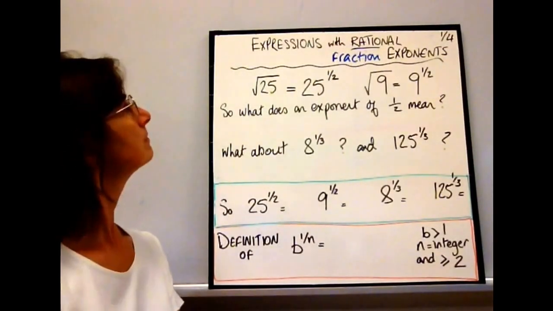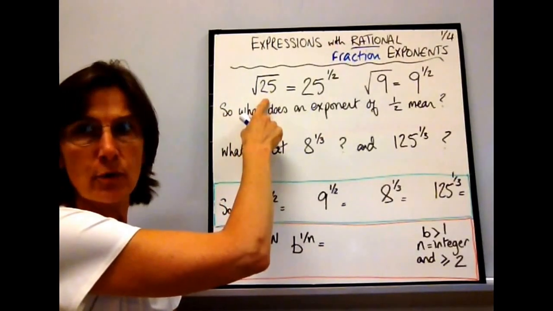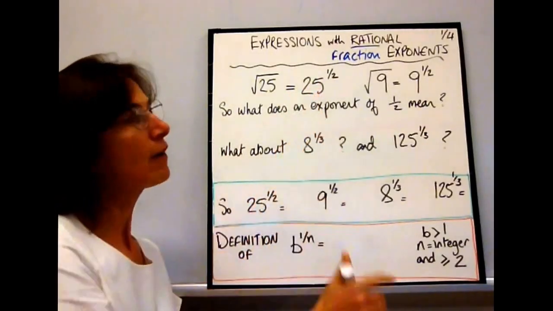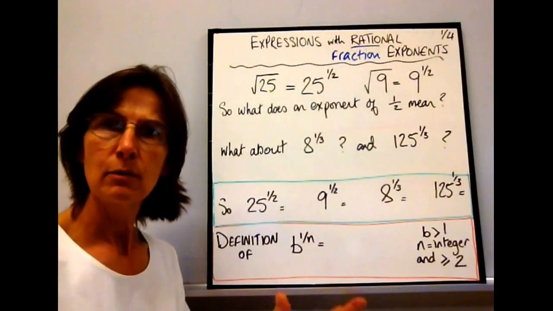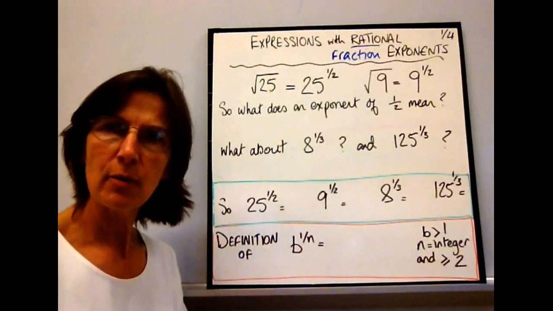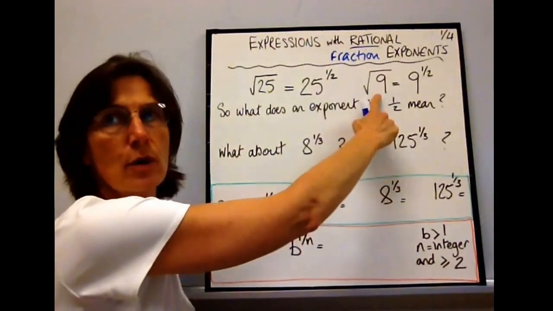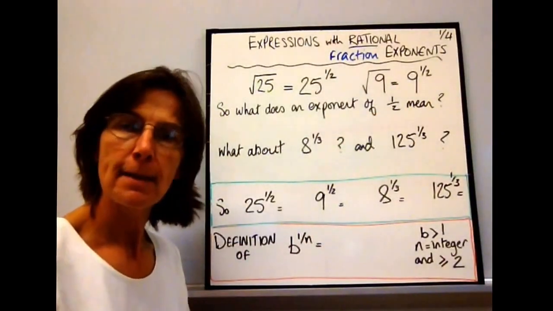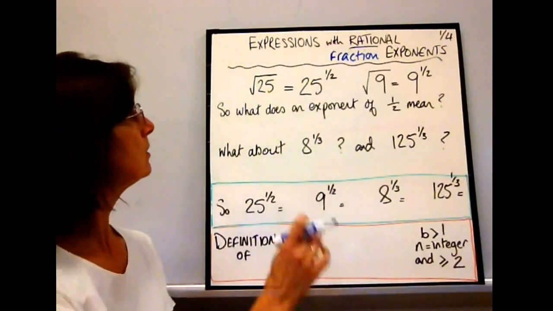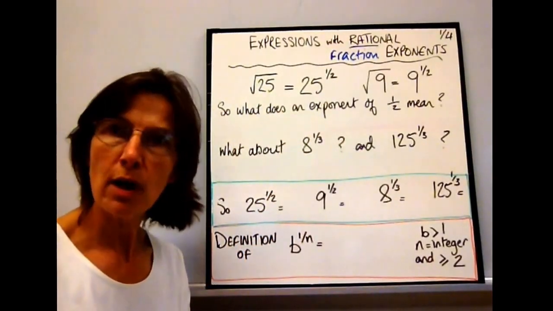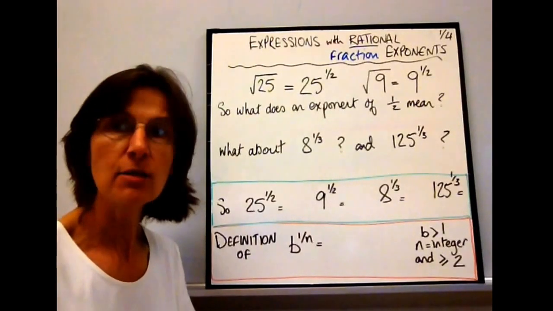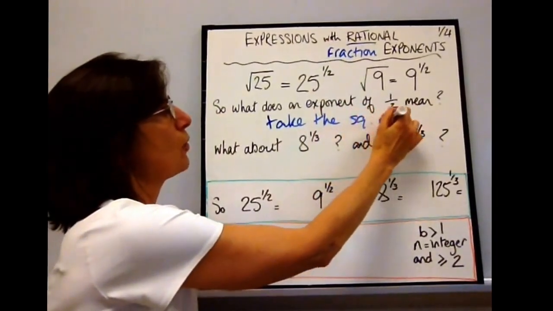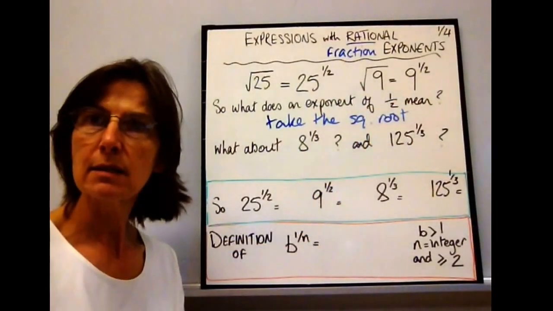They're fun. If I tell you that the square root of 25 has the same value as this expression, 25 to the 1/2 power, what does that tell you about what a 1/2 power means? If I tell you that the square root of 9 equals 9 to the 1/2 power, similar thing. What does 1/2 power mean to you? What does an exponent of 1/2 mean? It means take the square root. It means take the square root of a number, doesn't it? Okay?